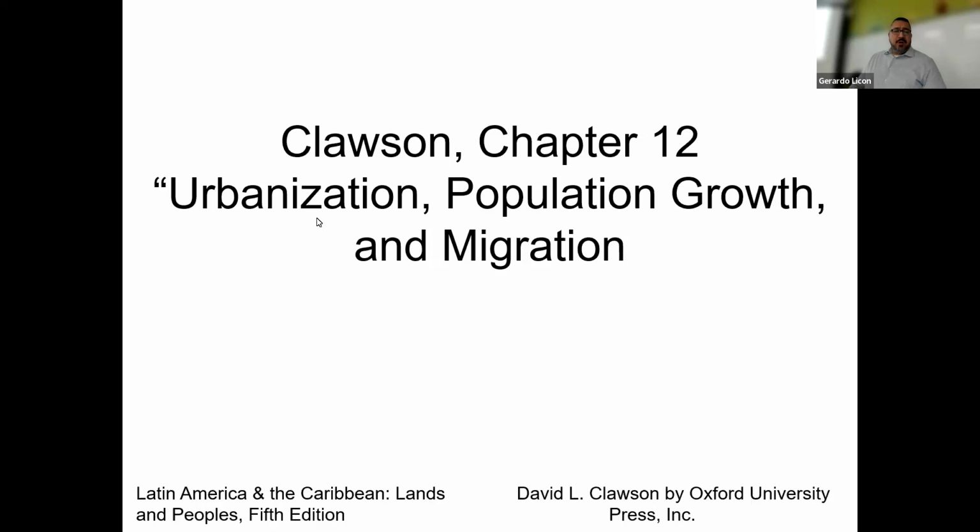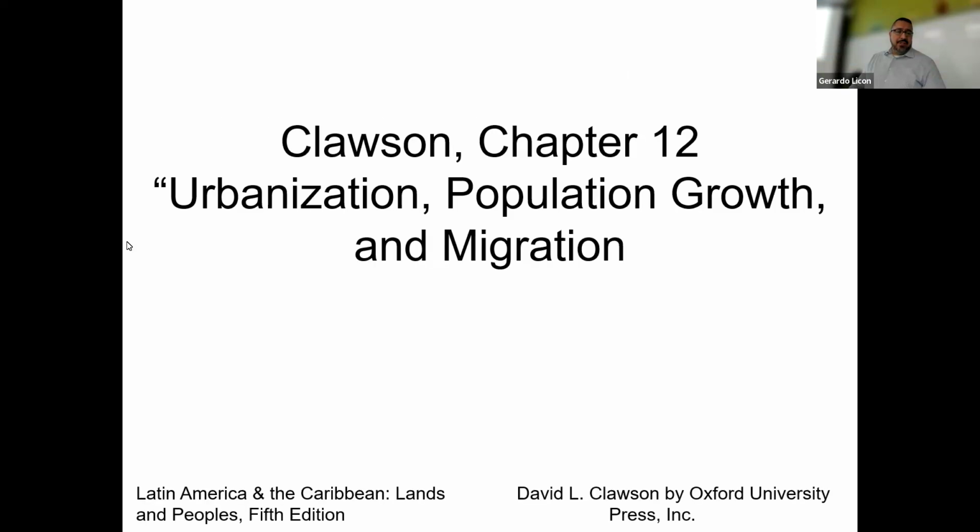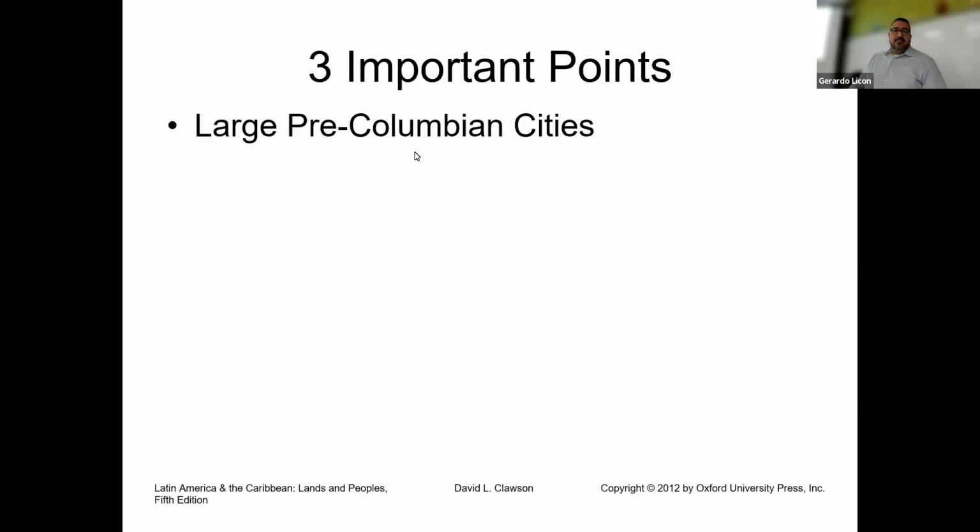All right, so chapter 12 focuses on these three things: urbanization, population growth, and migration. On that note, there are three most important points, one for each of those three. Regarding urbanization, in pre-Columbian times, Native Americans already had large cities. Some of the largest cities in the world were in the Americas. And again, going back to day one, that is a change from our own single stories about Native Americans.